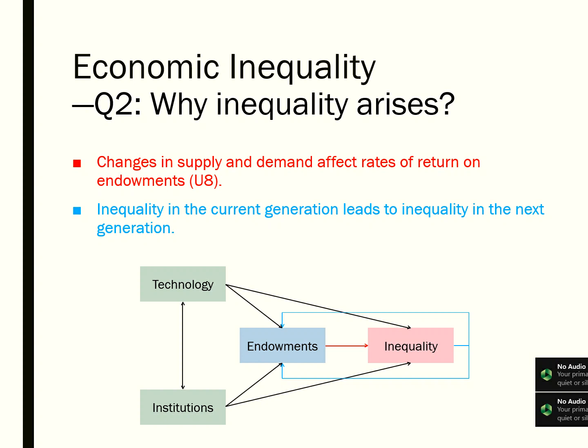First, there is a direct link between endowments and inequality. If initial endowments are not equal across individuals, then those with higher return endowments will receive higher income than others. This process is self-reinforcing because they can further invest in the endowments to guarantee their advantages.